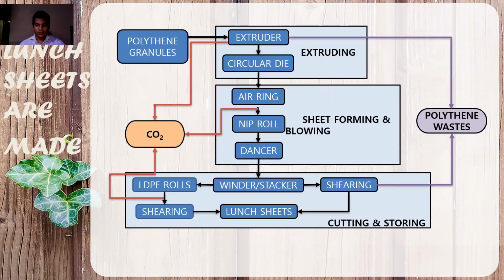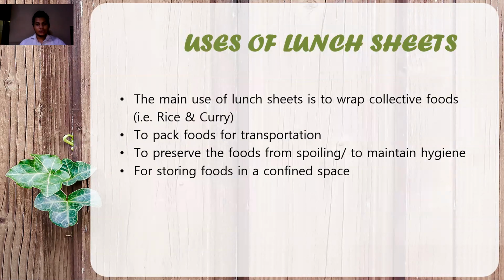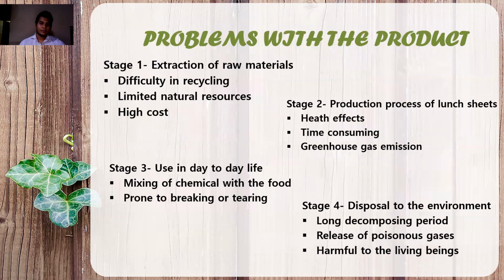Plastic is expanding between the die and the point where the melt crystallizes to solid form. During this transition, molecules orient in the long and transverse directions. Then it is sent through a nip roll to convert it into a sheet, then through a dancer, and using a winder they wind it up into LDPE rolls. Then you can shear it and get the lunch sheets. When we talk about the uses, it is mainly used to wrap food, to pack foods, to preserve foods, and also for storing foods.